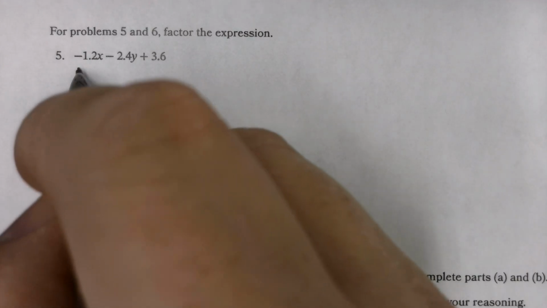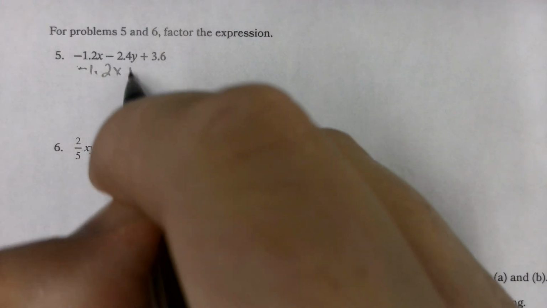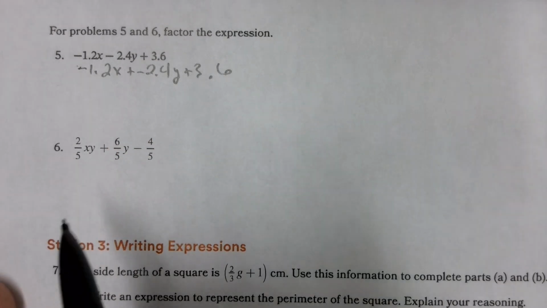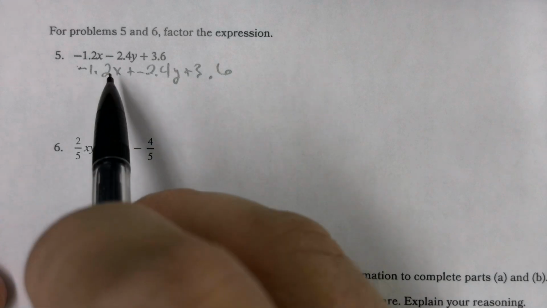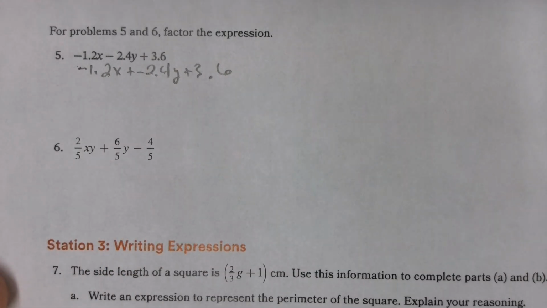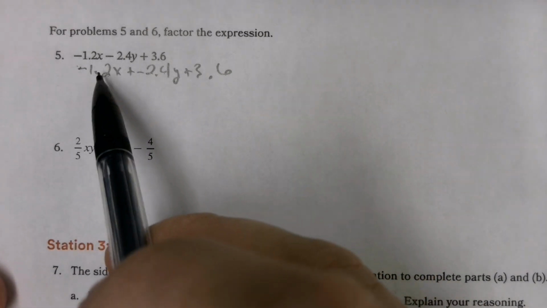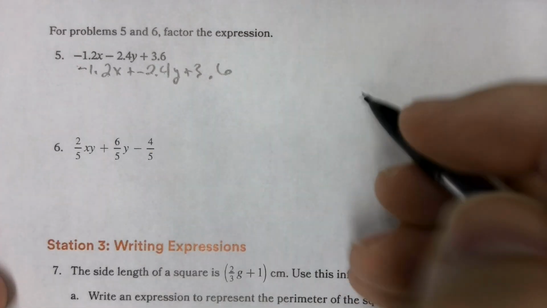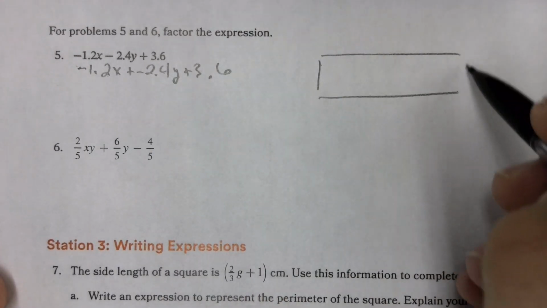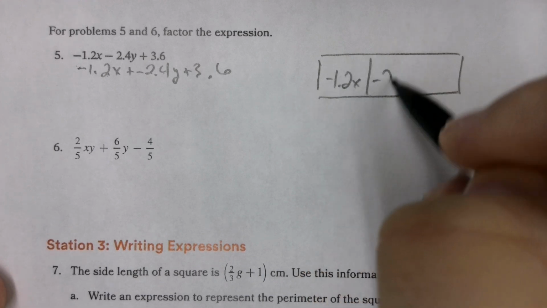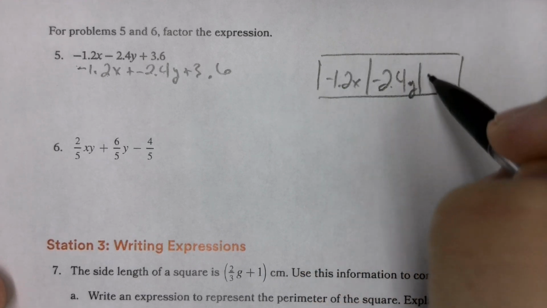But in this case, if I rewrite this, I know that I can think of this as 12, 24, and 36. Well, each of those share a 12 in common. But because it's the 1.2, 2.4, 3.6, I could pull out a 1.2. So if you think about negative 1.2x, negative 2.4y, and 3.6.